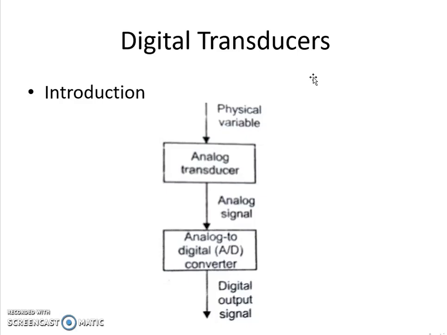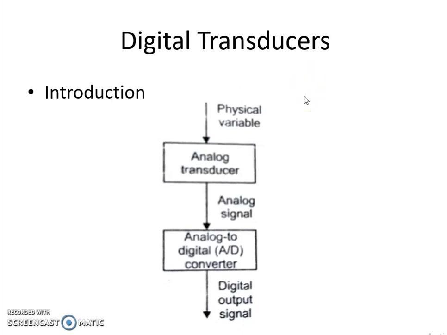Whereas digital transducers convert the input non-electrical quantity into digital output. The output of the digital transducer is discrete in nature and it may give frequency type output or digitally coded output. So the basic difference between analog transducers and digital transducers is the nature of output signal.